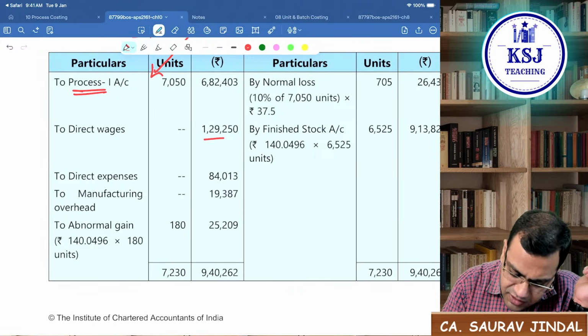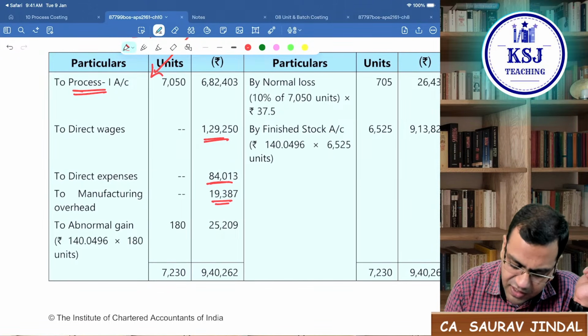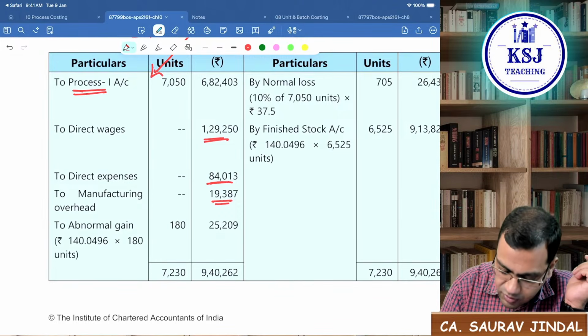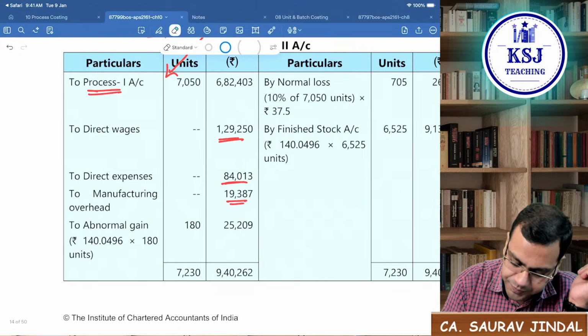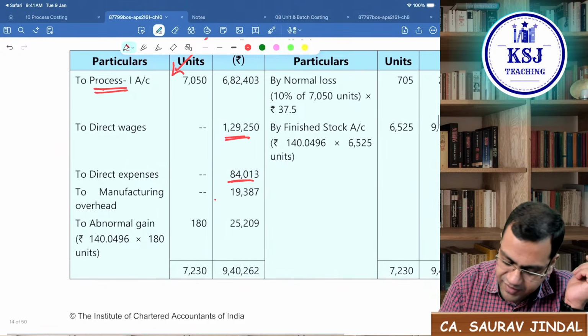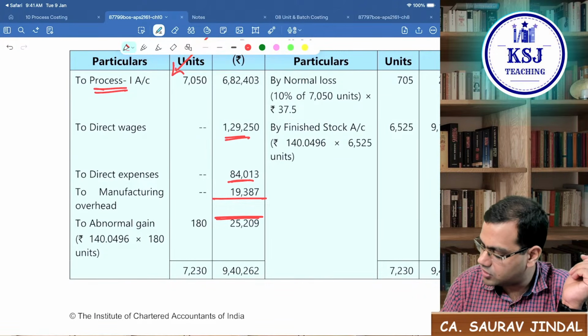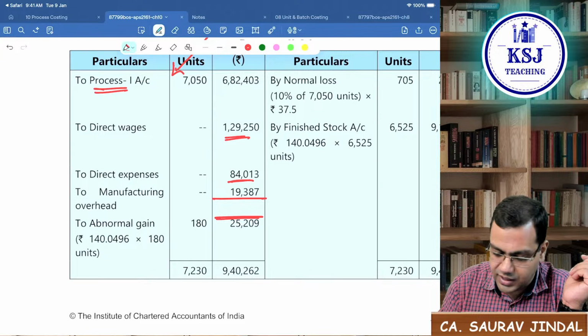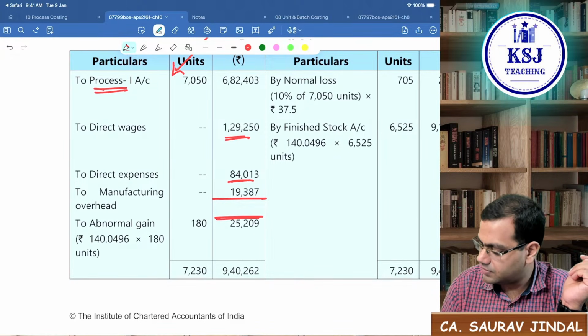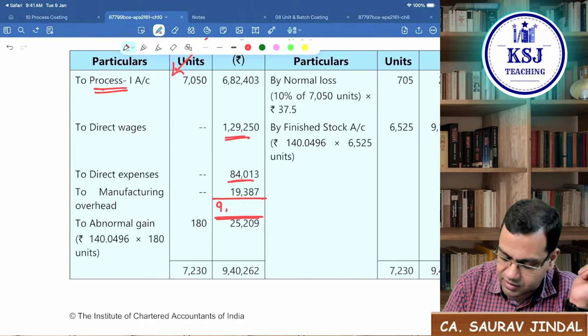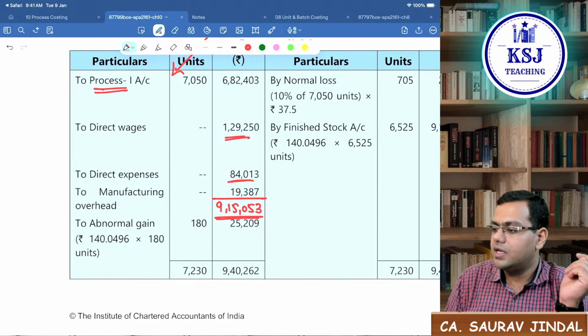What is your direct wages? What are your expenses? What are your manufacturing overheads? Right. Now, take the total up till this point. Up till manufacturing overheads, write down your total. That is 6,82,403 plus 1,29,250 plus 84,013 plus 19,387. So this comes to 9,15,053.